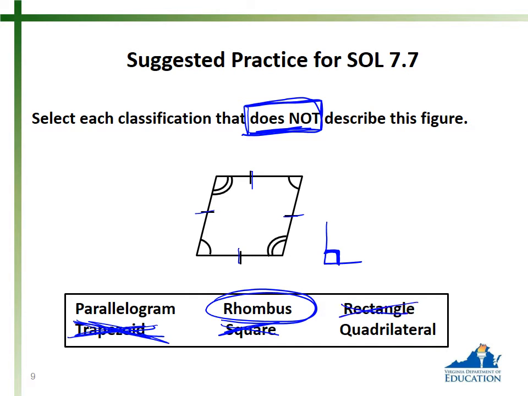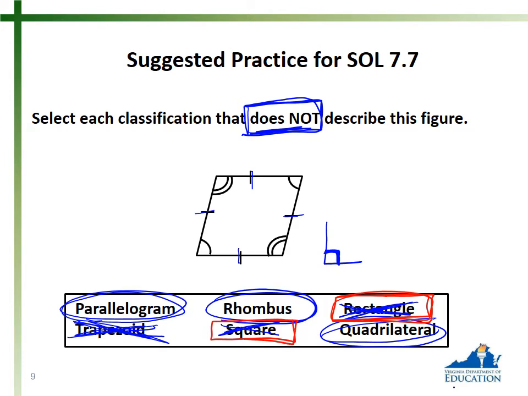This can't be a rectangle because rectangles also have 90-degree angles. It can be a quadrilateral because it has 4 sides. And it can also be a parallelogram because it has opposite sides that are congruent, opposite angles that are congruent, and the opposite sides are also parallel. So here we have 3 choices that say what it is. And since I read this question carefully, I'm going to figure out that rectangle is going to be a correct answer to this problem. Square is going to be a correct answer to this problem, and trapezoid.